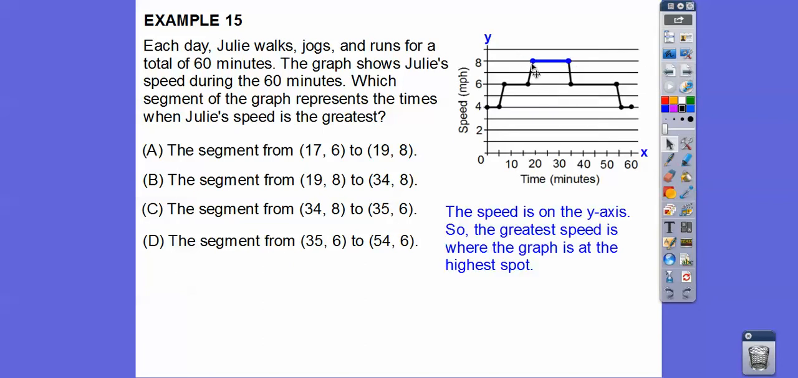So what is the time interval? It looks like about 20, or maybe 19, to about 35 or 34 at the speed of 8. So this one right here, choice B.